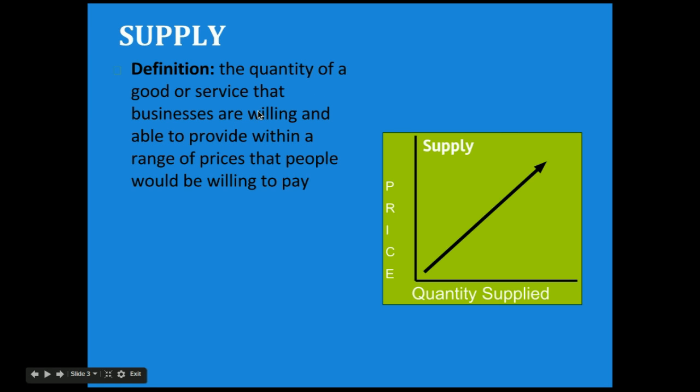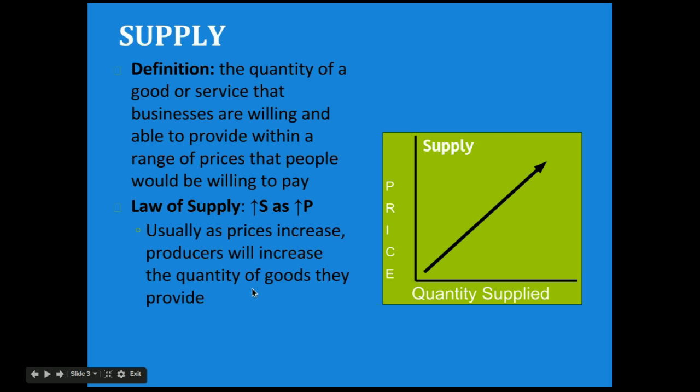So it's the quantity of goods or services again. The law of supply is that supply increases as price increases. So think about yourself owning a business. If you notice prices are going up for something, you might be like, I'm going to supply more of it. That's what this graph shows, because that means that you will be making more income. Chances are it costs you pretty much the same price to purchase the item, but the final consumer is willing to pay more. So you will be able to supply more as the price increases. Usually as prices increase, producers will increase the quantity of goods they provide.